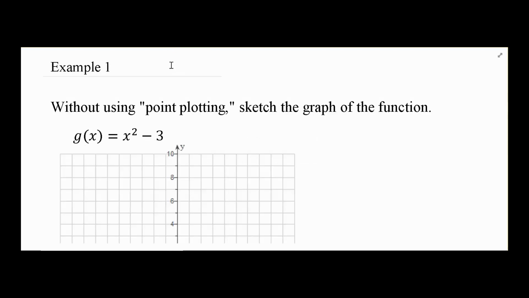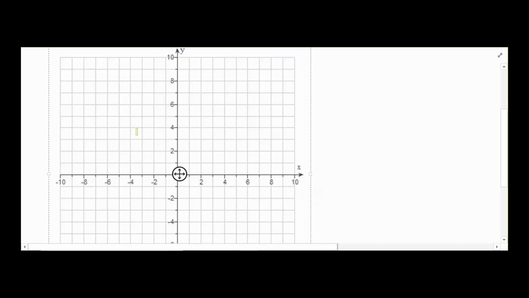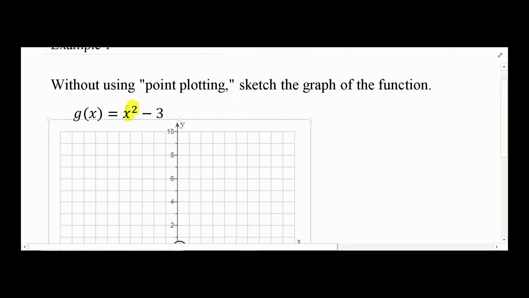So now in this example, I want to do this one the way I expect you to do this on your homework. What I want you to do is look at this one without point plotting and identify what's going on in this graph. The first thing to identify is that this is a parabola. We're going to be using the 1, 4, 9 rule. The basic shape of this guy looks like that. That's the first thing I want you to identify.